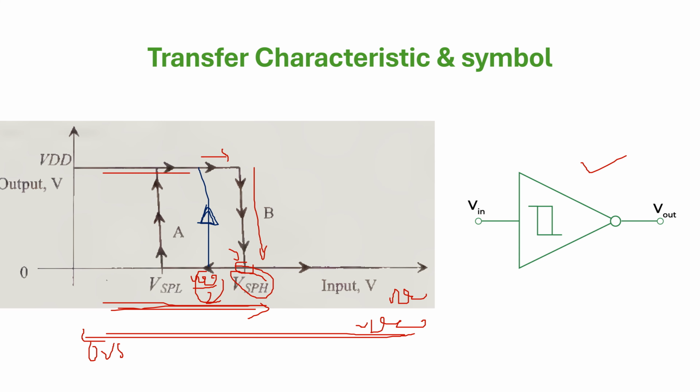A CMOS inverter does that. Whereas this Schmitt trigger will not switch at VDD by 2; it will switch a little bit late, here at VSPL. The output switches up with again a lag, again a delay, again the hysteresis property. Hence the property, hysteresis.